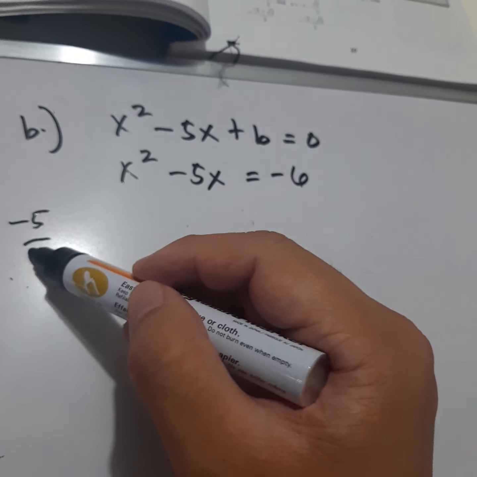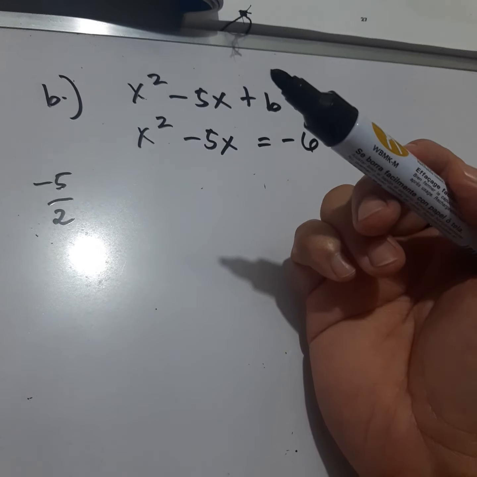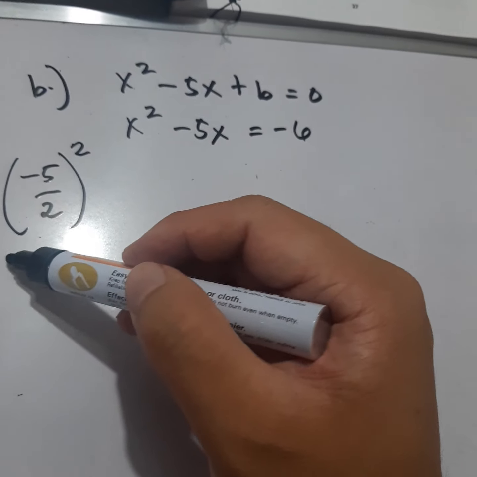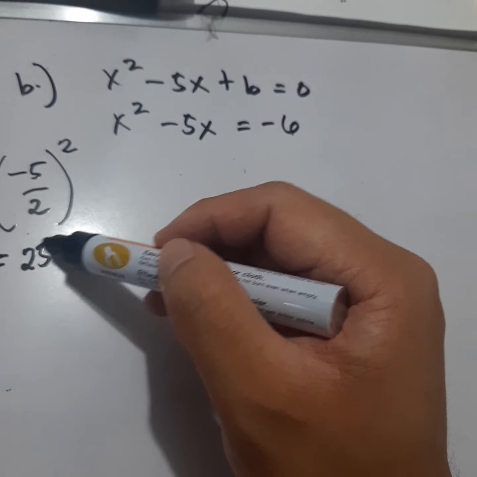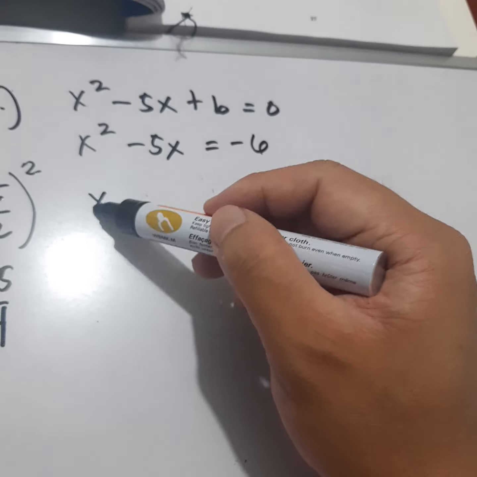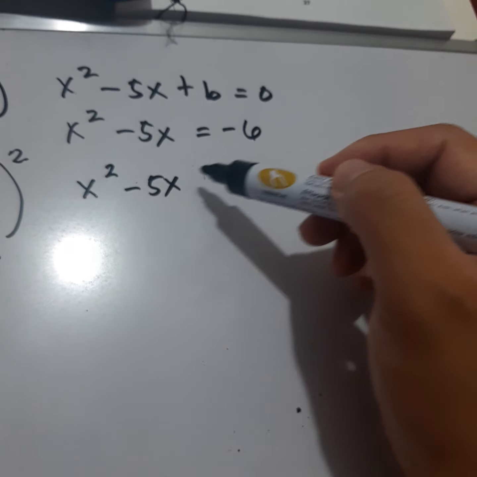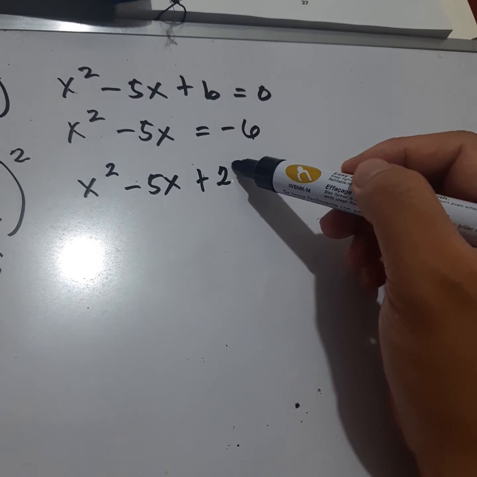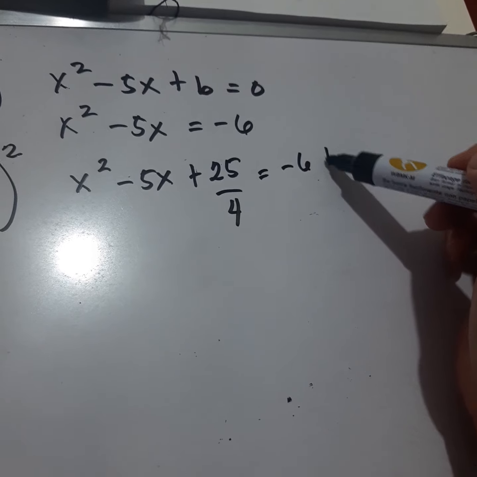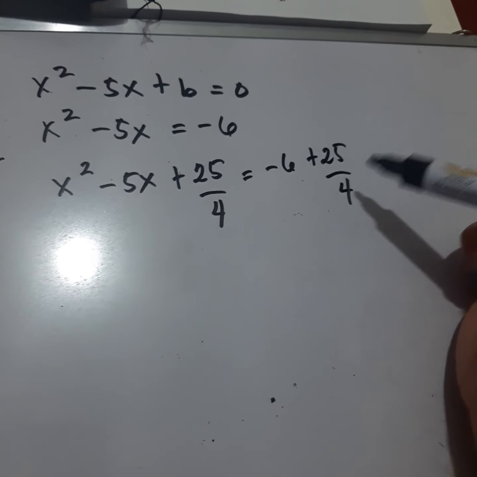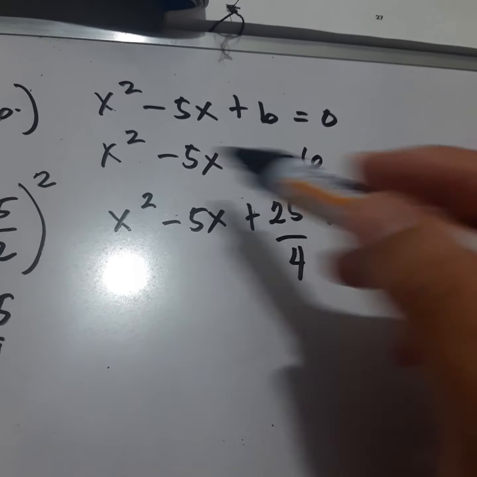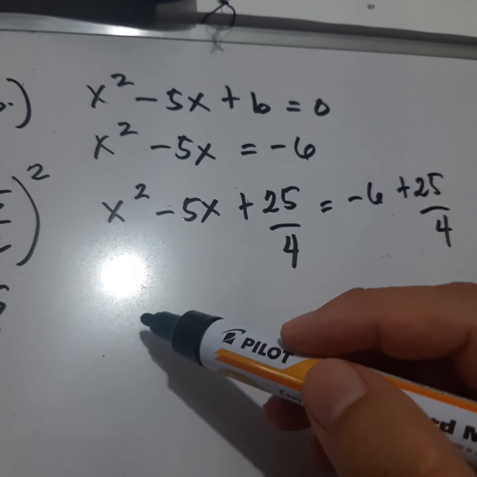So, negative 5 over 2. And then, kunin nyo lang yung square. And the square of negative 5 over 2 is 25 over 4. So, this is our third term. So, we have x squared minus 5x plus 25 over 4 equals negative 6 plus 25 over 4. Okay? Next step is to factor out the left side and then combine the right side.